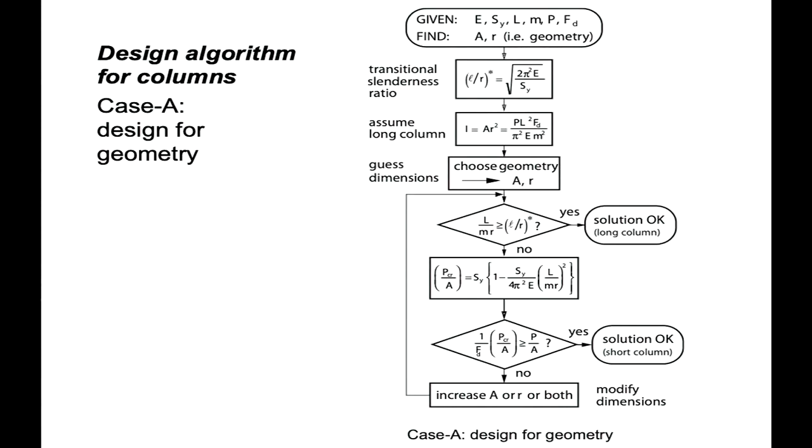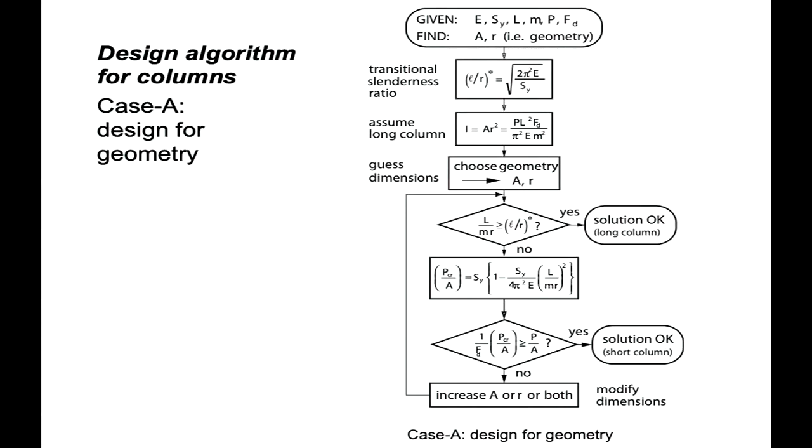Now, at this point, this is where I said before, you make a guess. You assume long column, guess the dimensions, then have a look at the inequality and see if it's working out for you. If it is a long column, great, the solution's okay. If it's not a long column, well then you have to go with the short column formulation, do another check, solution okay for short column. If no, you've got to go back, increase the area, increase the radius of gyration, or both, to be able to cope with a solution that's okay for the size we're looking at.